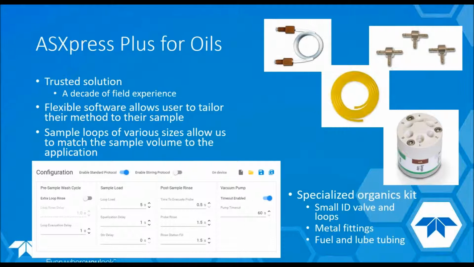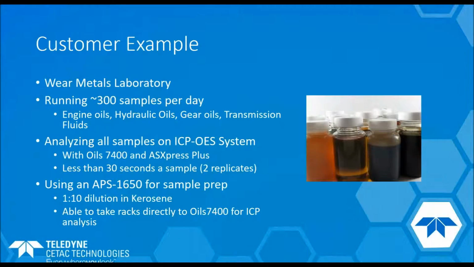So for the ASXpress Plus, we have specialized sample kits or completion kits to go with this system that match the 7000 series automation, and they work as a paired set. One example of this is a customer who's running about 300 samples a day. It's a wear metals lab, so they're doing engine oils, hydraulic oils, gear oils, and transmission fluids. They're analyzing all their samples on an ICP optical system, currently using the Oil 7400 and an ASXpress Plus, and they're running at less than 30 seconds a sample. We were able to get to that point within just a couple of days of the original installation of the system.